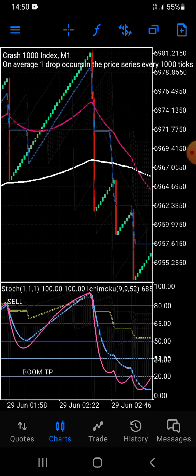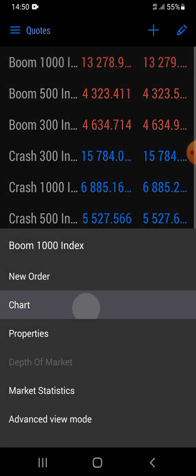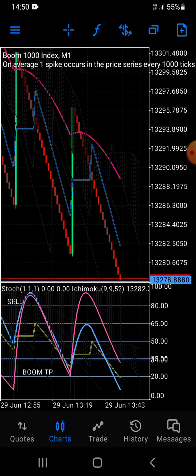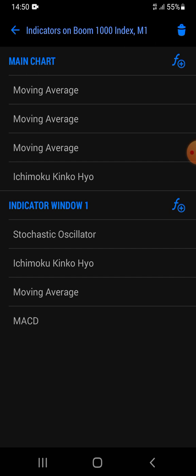So let's go to the settings. Let's go to the settings. If you go to your main window.